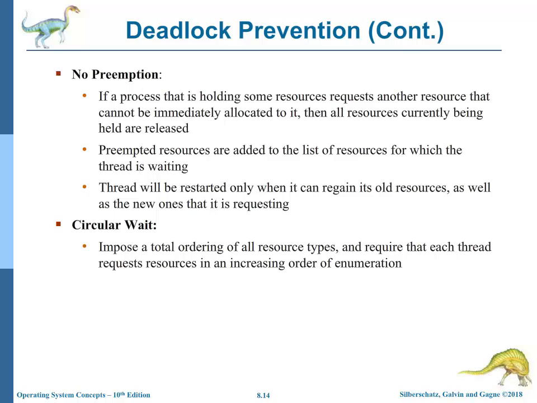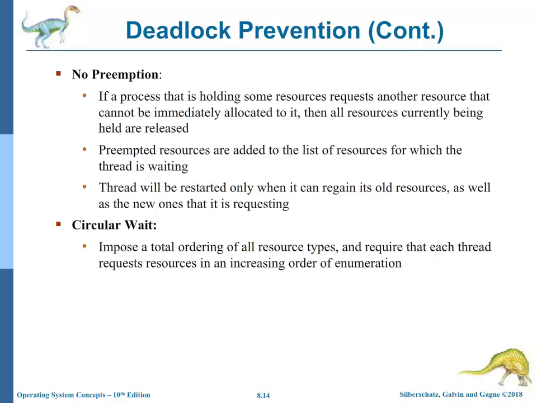Preempted resources are added to the list of resources for which the process is waiting. The process will be restarted only if it can regain its old resources and the new one that it is requesting. If the process is requesting some other resource, when it is available, then it is given to the requesting process. If it is held by another process that is waiting for another resource, we release it and give it to the requesting process. For circular wait, it imposes a total ordering of all resource types.